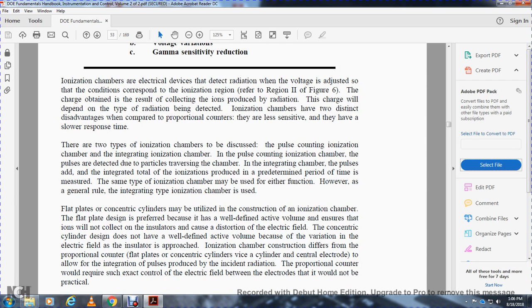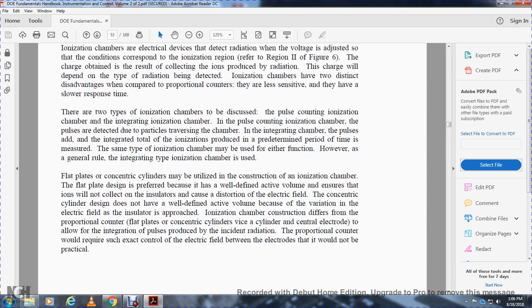However, as a general rule, for integration, either flat plates or concentric cylinders may be utilized for the ionization chamber. The flat plate is preferred as it defines the active volume and ensures the ions will be collected, with insulation covering the distortion of the electrical field. The concentric cylinder does not have a well-defined active volume, and the variation of the electrical field may affect the insulated approach. The ionization chamber construction differs from the proportional counter.